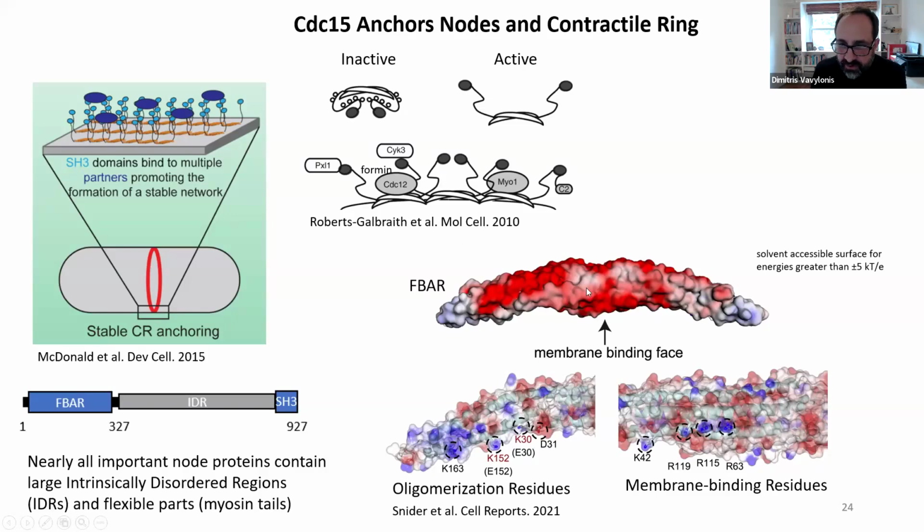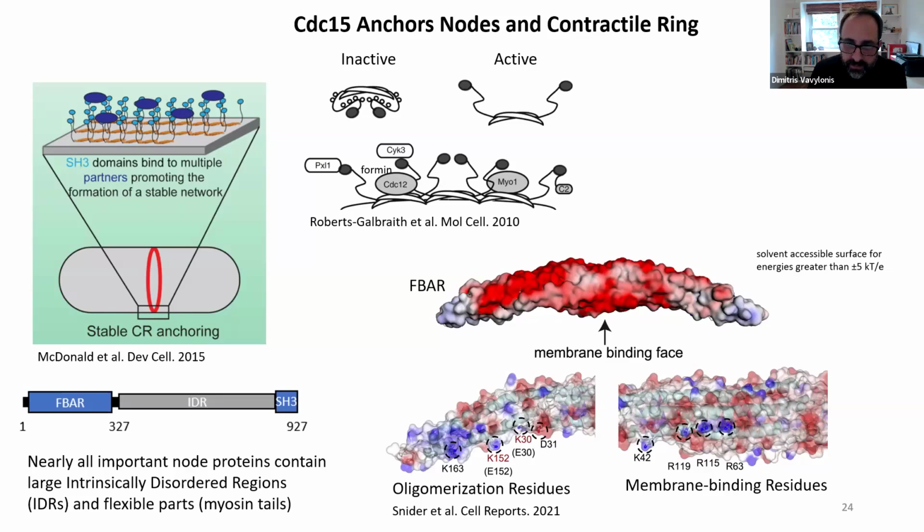So, okay, if you look at the charge distribution of this F-bar protein, it's mostly negative in the middle, and then the ends have a positive charge. This is where the membrane binding residues, the amino acids, are located, and also the residues that help this F-bar oligomerize and make a scaffold on artificial membranes, and presumably within the nodes, though we don't know the precise architecture of CDC15 in the nodes.